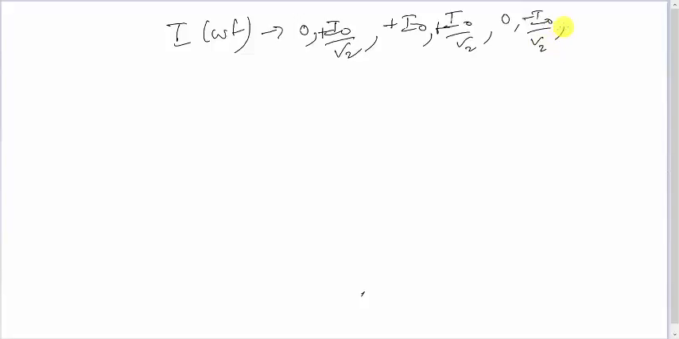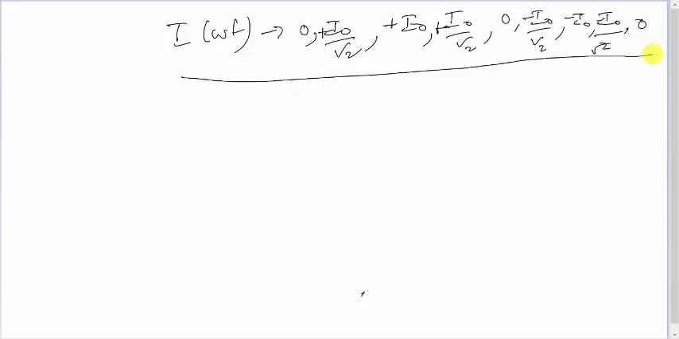It will go in steps of 0, I naught by root 2, I naught, next will be again I naught by root 2. This is how it will go on, it's varying. Next will be 0, next minus I naught by root 2, next will be minus I naught, then minus I naught by root 2, then 0. 1, 2, 3, 4, 5, 6, 7, 8, 9 values we have already got. This is how I and omega t will vary.